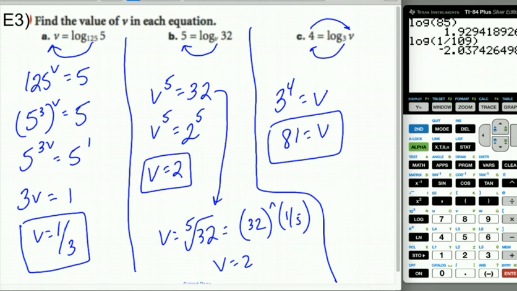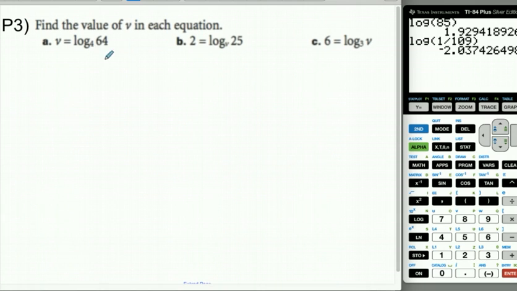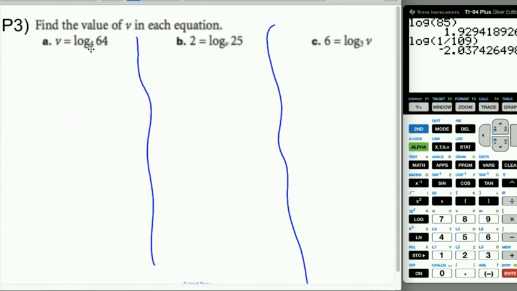Cool. All right, you're going to go ahead and give a P3 a try. So same idea, right? So for all three of these, we're going to rewrite them in exponential form, and that should help us find the value of v. So 4 to the v equals 64, but 64 is a power of 4. It's 4 to the 3rd, so v must be 3.